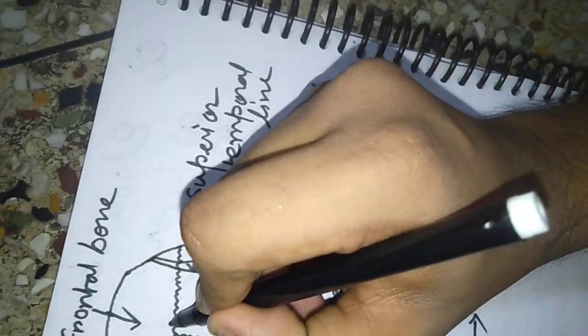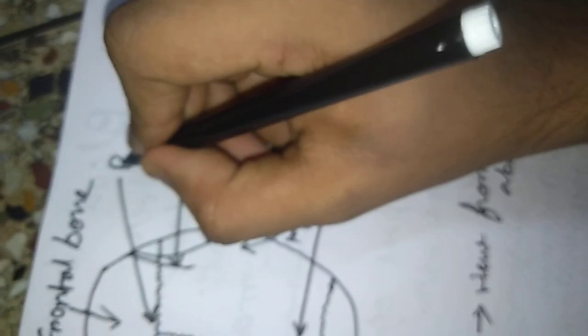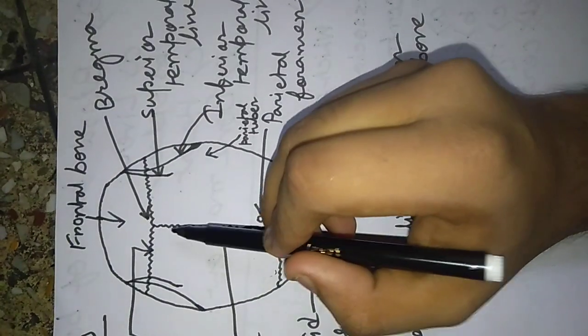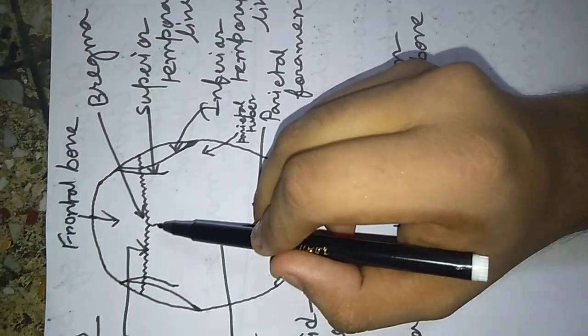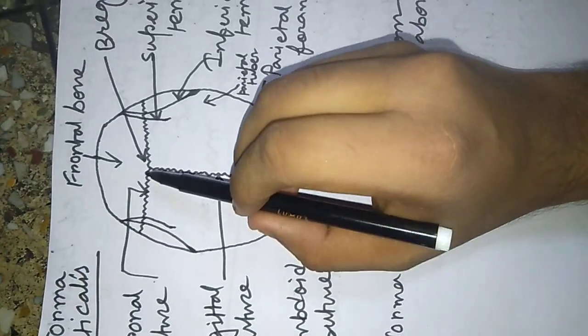This part, the meeting point between the coronal suture and the sagittal suture, is called bregma. What is bregma? The meeting point between the coronal suture and the sagittal suture.